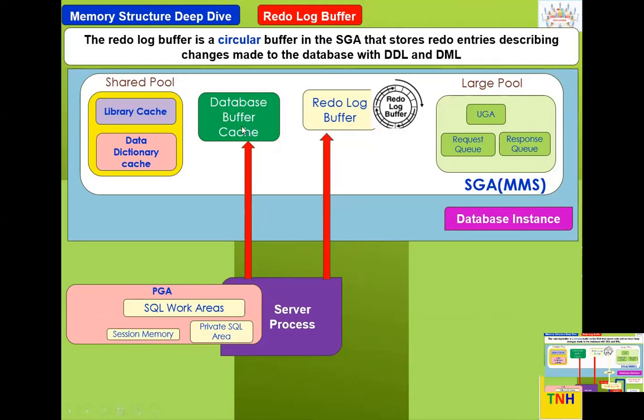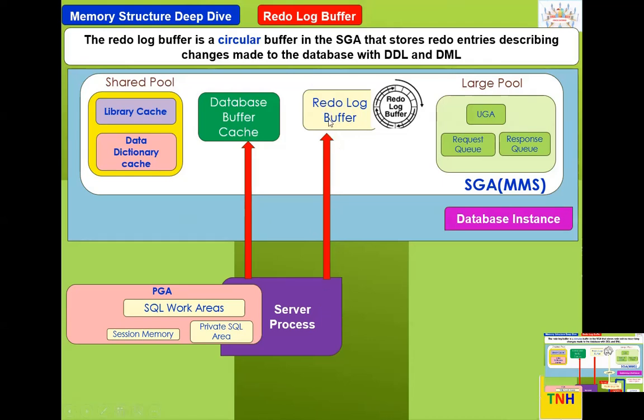Records will be pushed to the data buffer cache via the server process as requested by end users. And similarly, the changes that are made to the records in the buffer cache will be updated to the redo log buffer by the server process. So this is what the picture indicates.